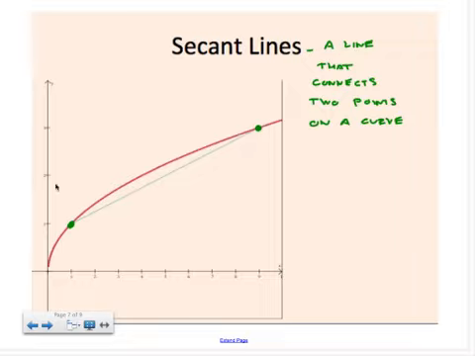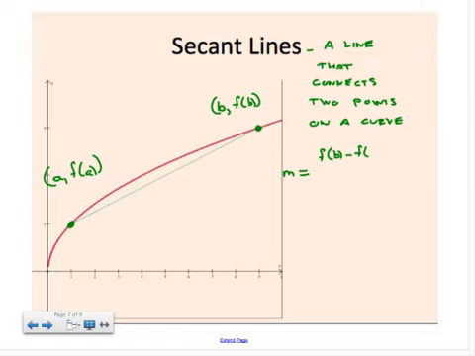Okay, what we like to talk about a lot of times is the slope of the secant line. So let's call this point (a, f(a)), and let's call this point (b, f(b)). And let's calculate the slope of this line. The slope of this line would be the change in y, or the change in f, if you like, which would be f(b) minus f(a), divided by the change in x values, which is b minus a.